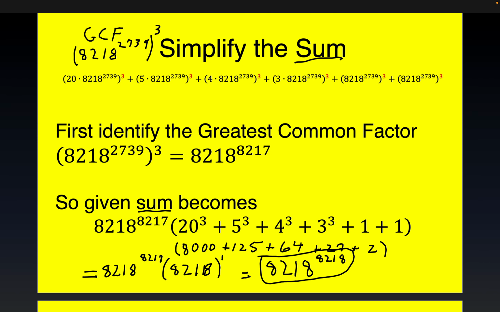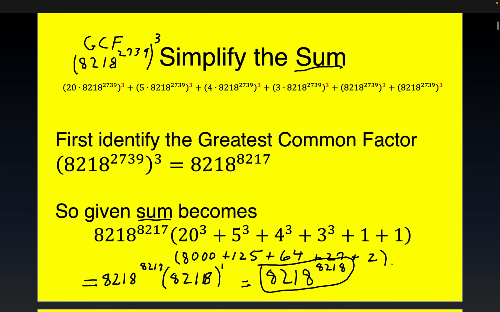Like I say, it's very simple to identify this greatest common factor. And then when you factor it out, the problem was designed where the sum of what was left is actually equal to the base of the original exponential, which leads to this 8217 plus 1 is equal to 8218 over and over. But anyway, that is the answer, and it's related.